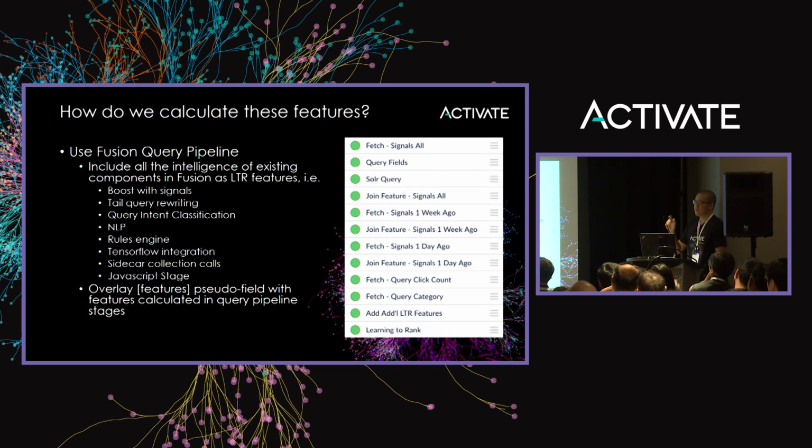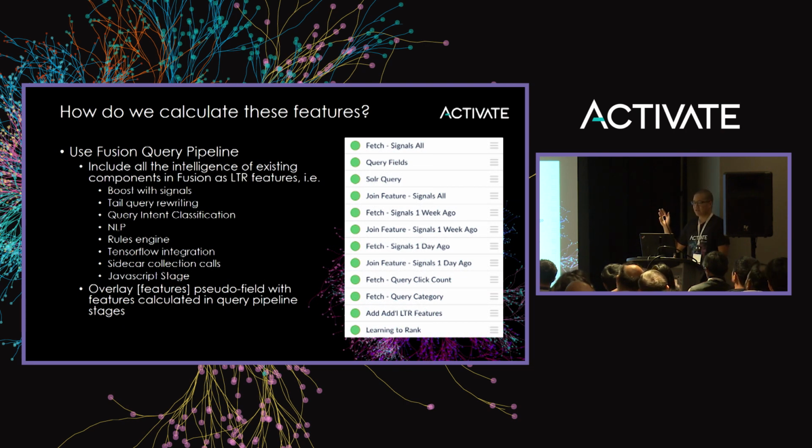In a future version of Fusion, we're going to make it super easy to include all the different components that we have as query pipeline stages as features in an LTR model. So things like signal boosting, tail query rewriting, query intent classification, NLP, rules engine. We're going to have TensorFlow integration in the next release, and support for different sidecar collection calls. So you have a collection and you want to facet over that collection and include those as features. Fusion makes that super easy to do.